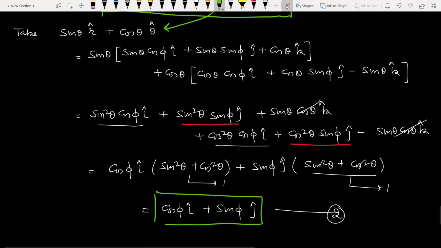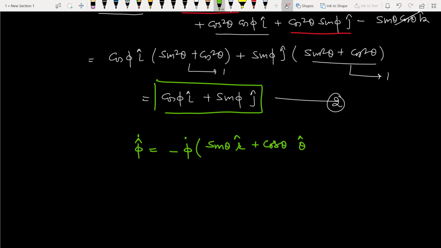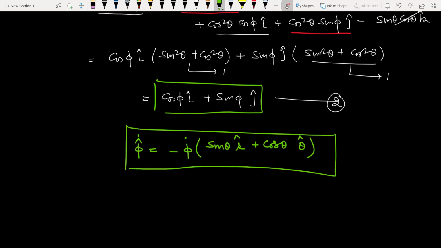So what we get? Phi cap dot is equal to minus phi dot into sin theta r cap plus cos theta theta cap. So this is the third required relation.